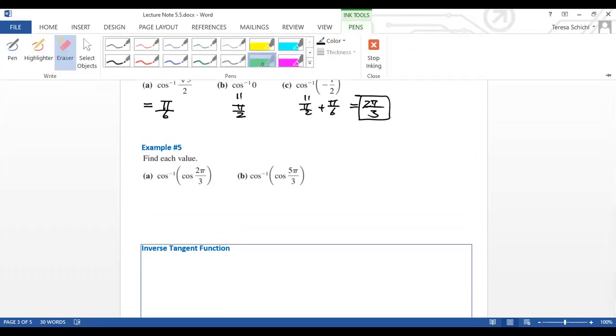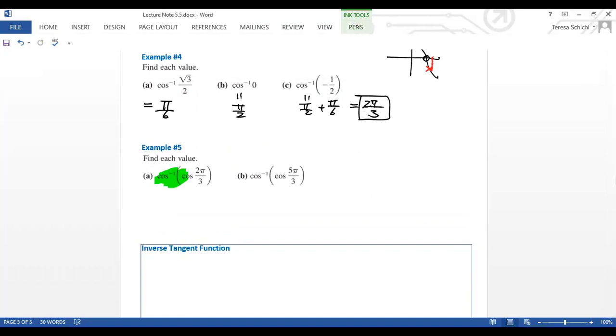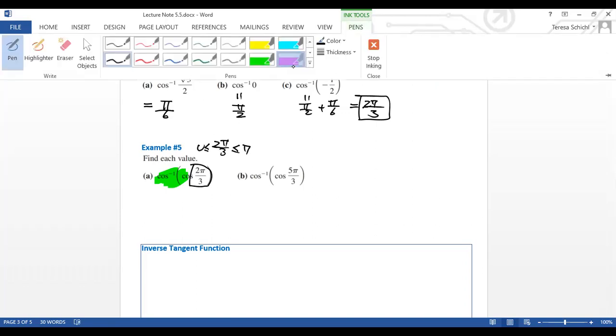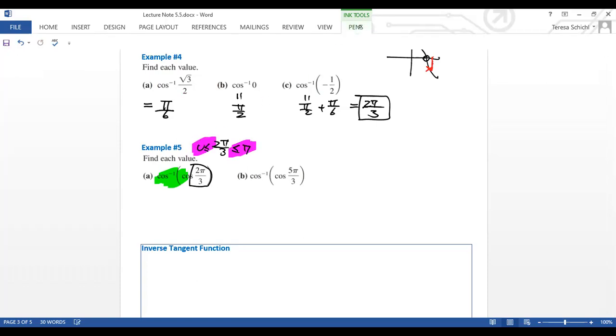Okay, so here, take a look at this: the cosine of 2 pi over 3. We say you can cancel out if this is in what we specified. So what is the cosine of 2 pi over 3? This angle is between what? 2 pi over 3 is between pi and zero, right? That's the cosine's restricted domain here. Since it is within it, this can cancel. So what is here is 2 pi over 3.